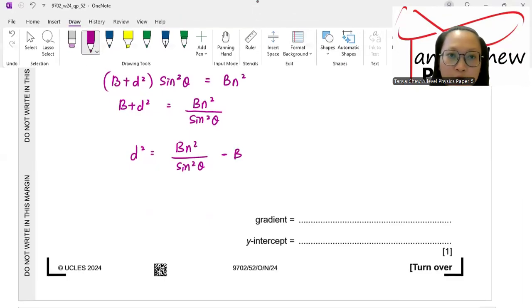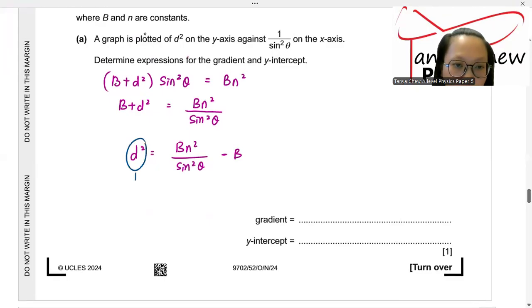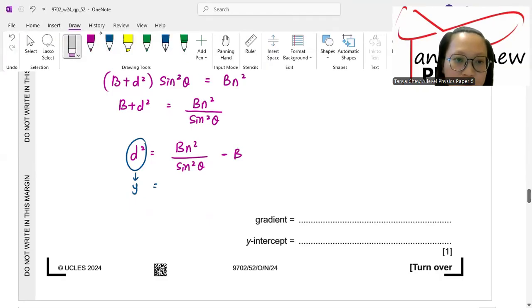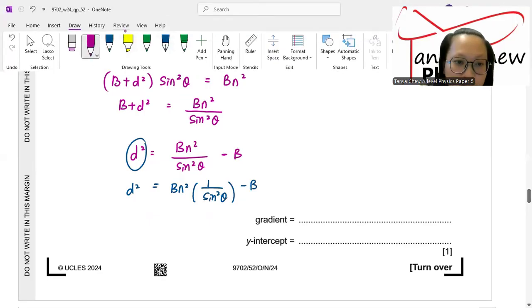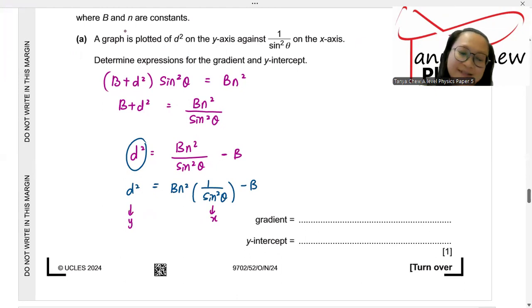And then how am I going to modify that? Don't you think that this is your y-axis? Okay, before that, let me modify this a little bit. So I have d squared is equal to bn squared times 1 over sine squared theta minus b. So could you see right here? This is your y-axis, this is your x-axis. So don't you think that the gradient is quite obvious, which is bn squared, and your y-intercept is negative b. That's it, to get that 1 mark.